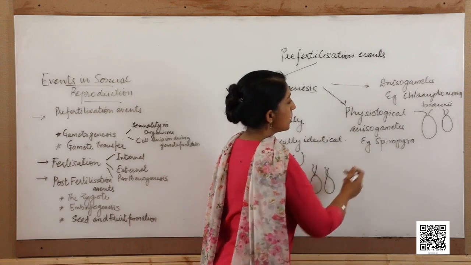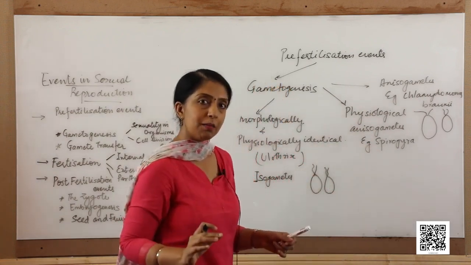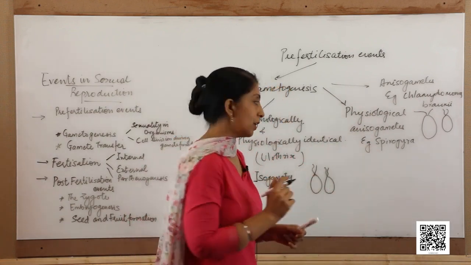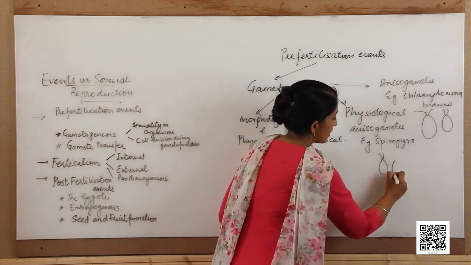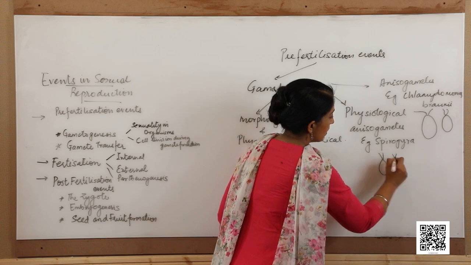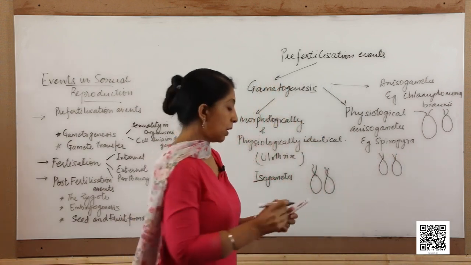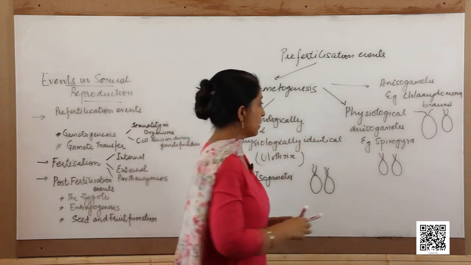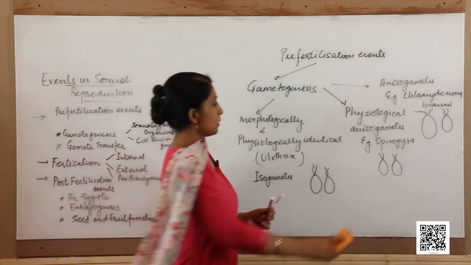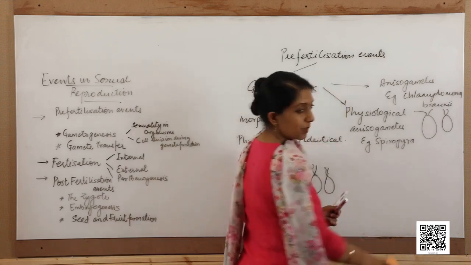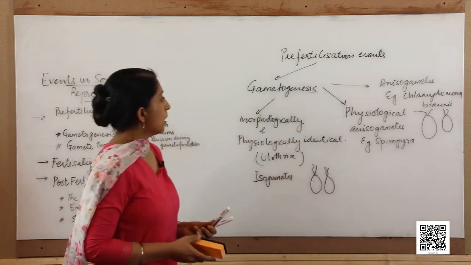Whereas isogametes are morphologically the same and differ only in their physiology. So, if these are two gametes, they are the same but different in their size. Basically, it is seen in the filamentous alga Spirogyra. So, probably we should not represent it in this manner.